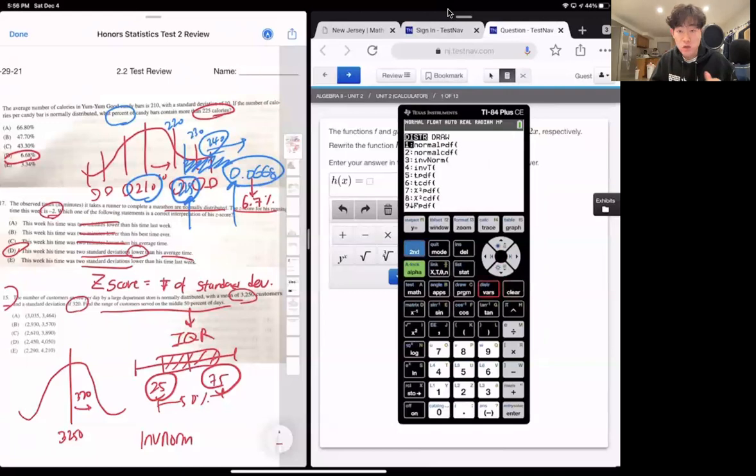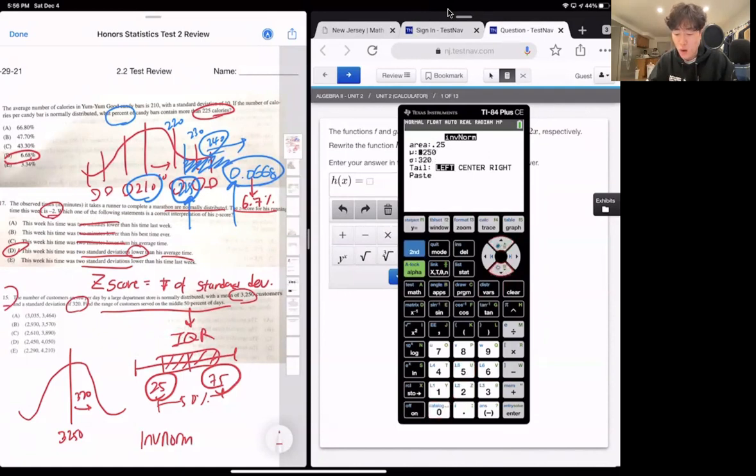So go to second vars on your calculator. You're going to go to inverse norm, which is number 3. The area that they give you is 0.25. Now, I know your calculator might be different from the test. You don't have a tail. Just leave that alone. It always should be on the left. The mean of 3,250 and the standard deviation of 320.